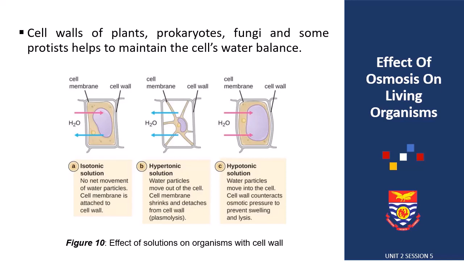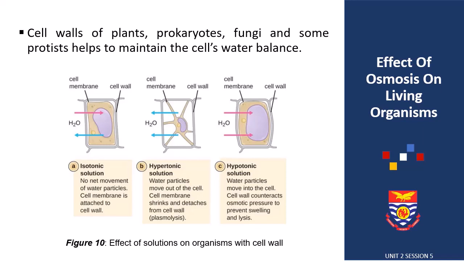Cell walls of plants, prokaryotes, fungi, and some protists help to maintain the cell's water balance. And when such a cell is placed in an isotonic solution, there is no net movement of water particles, and the cell membrane is attached to the cell wall.